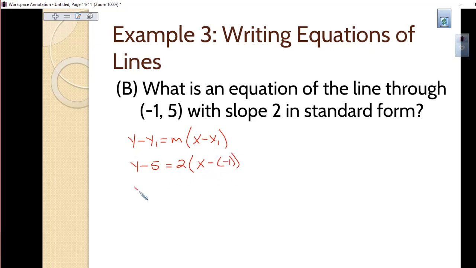Now we've got to change our signs here. y minus 5 equals 2 times x plus 1. This right here is now in point-slope form.